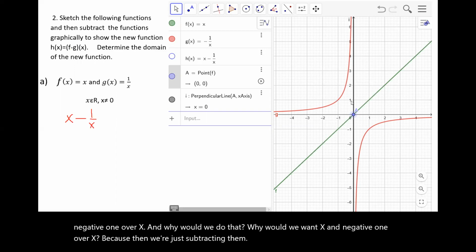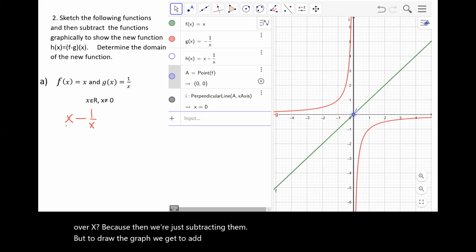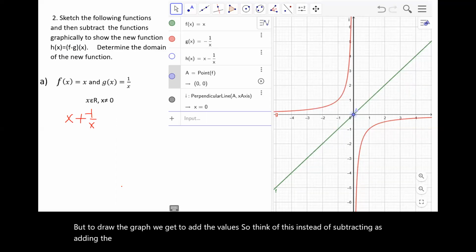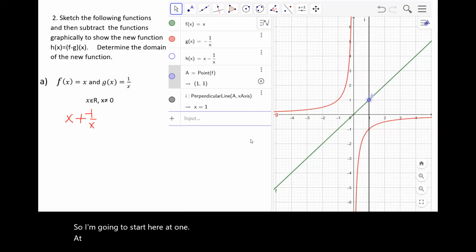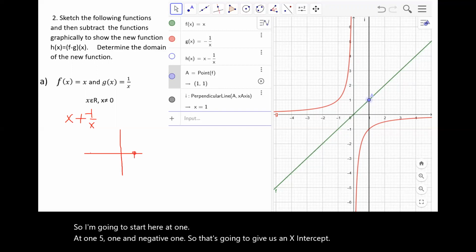But to draw the graph, we get to add the values. So think of this, instead of subtracting, as adding the opposite. Why? Because it's always easier to add. Okay, let's see if we can get the graph. So these are our two graphs. We're going to add these two. So I'm going to start here at 1. At 1, I have 1 and -1, so that's going to give us an x-intercept. So there's an x-intercept here.